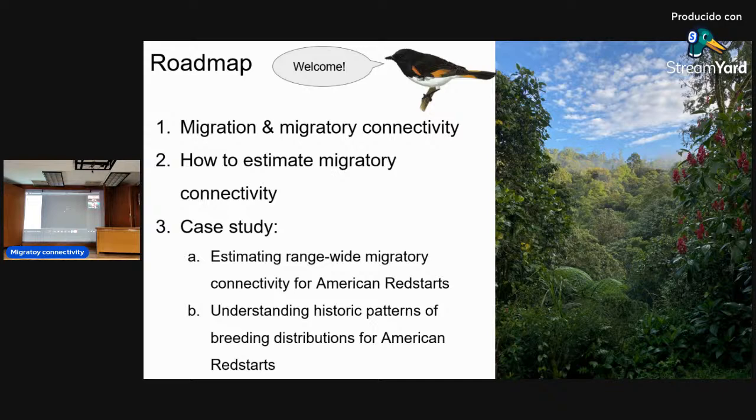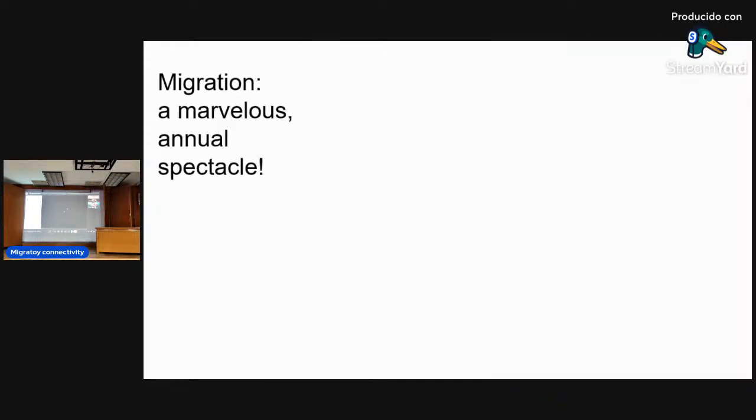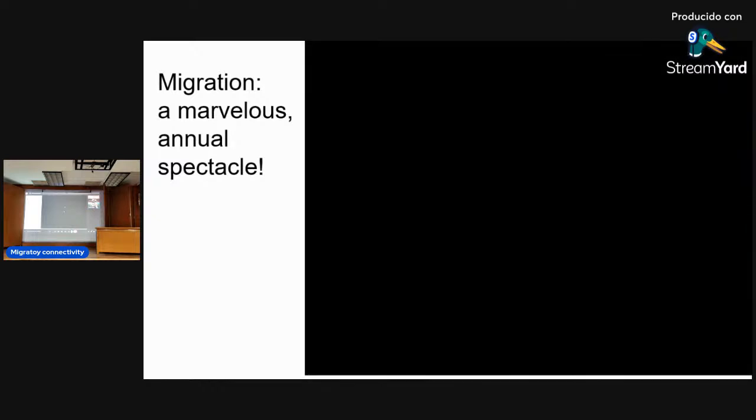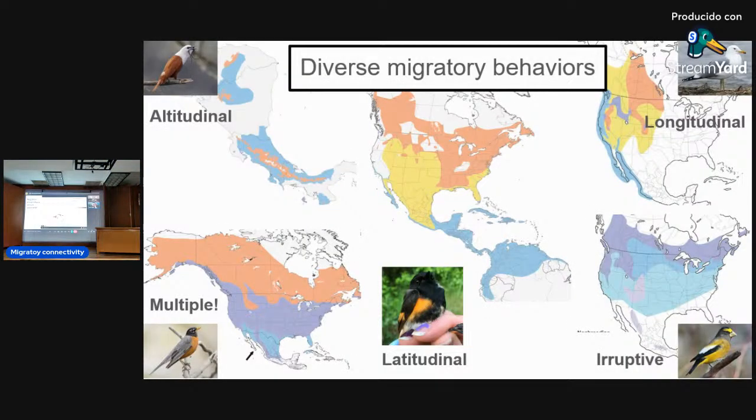So migration, which I define as a repeated annual movement in response to seasonal availability of resources or habitat, is a marvelous annual spectacle performed by hundreds of migratory bird species. And what better way to show migration than with my study species, the Setophaga ruticilla. Here we're looking at the abundance of redstarts on the non-breeding grounds. In the spring, they shoot up to the breeding grounds where they have their young, and in the fall, they go back down to the non-breeding grounds. And these small songbirds repeat these journeys of thousands of kilometers year after year as long as they live.